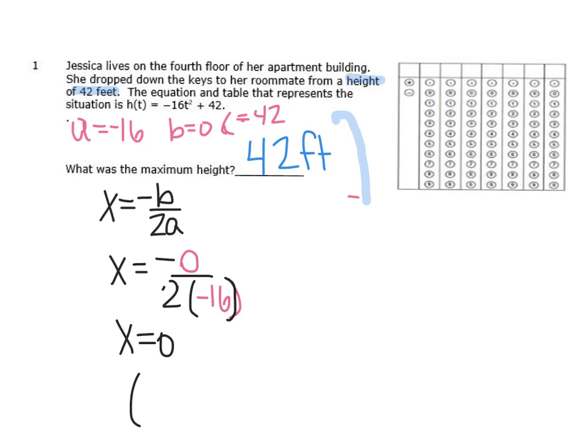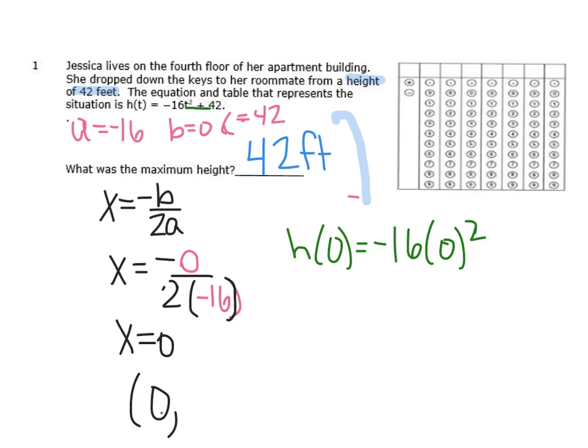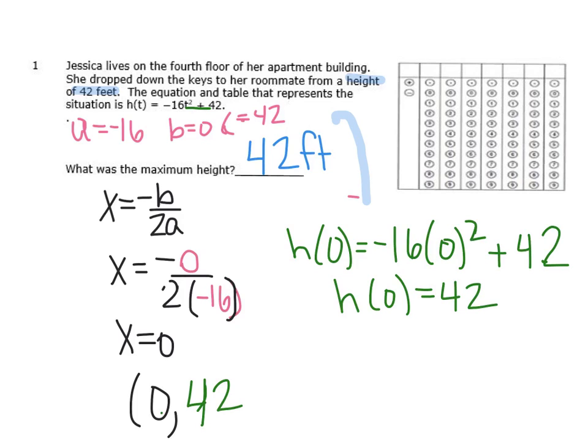So remember, this is the x value of the vertex. Then we have to go find the y value, and we do this by substituting the 0 into our original. So h of 0 equals negative 16 times 0 squared plus 42. And anything times 0 is 0, so h of 0 equals 42, making our y value 42.